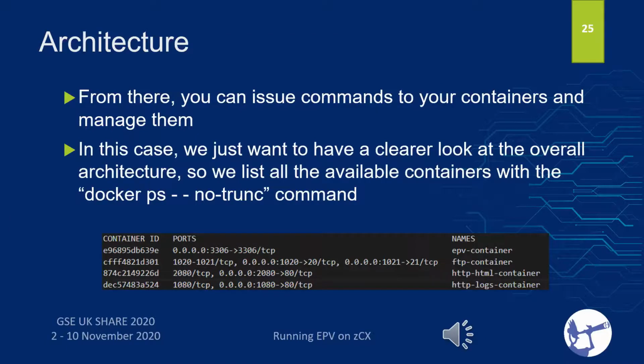And also, for better understanding the architecture, in this case, we just issued a docker ps --no-trunc command. And in this way, all the available containers are listed and a lot of details are provided about the containers. So the container ID, the ports, the names, and also many, many other details that we removed to better fit the screenshot in this slide.